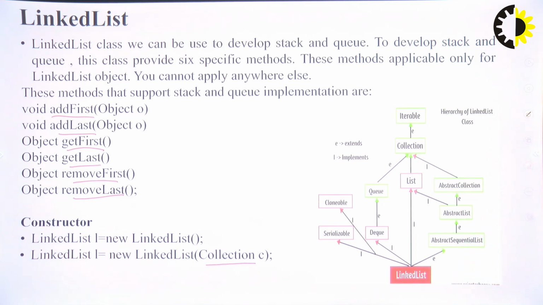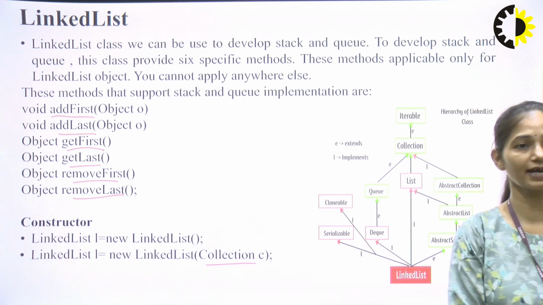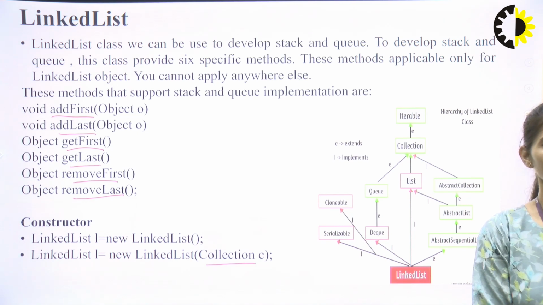So the hierarchy diagram for the linked list class: the linked list implements List, and all of the list elements are further extended by the collection framework, and Iterable is extended by the collection framework. In the next session we will discuss the structures Stack and Vector presented in the collection framework. Up to this much. Thank you, students.